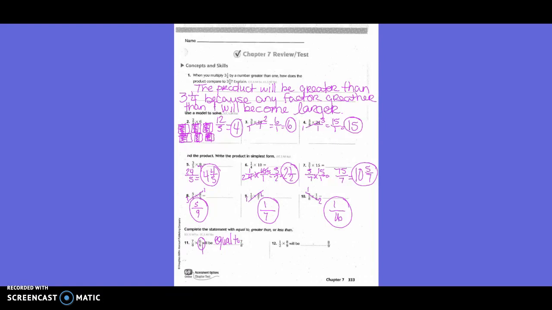1/2 times 8/9 will be something of 8/9. So what's the same on both sides? 8/9. So what are we going to be looking at? 1/2. So will it be greater than, less than, or equal to? Less than.